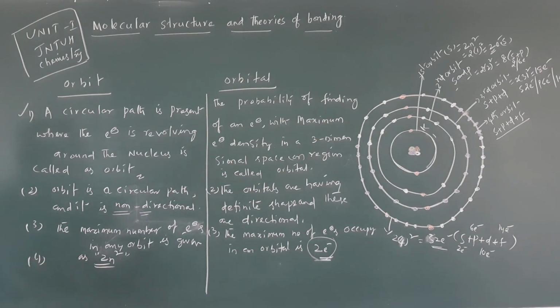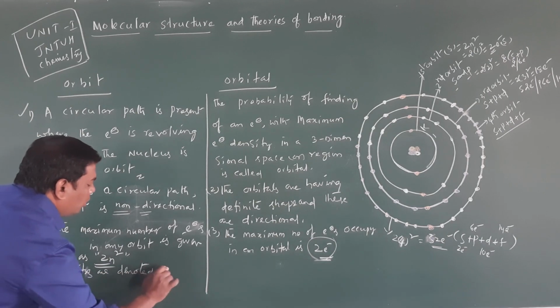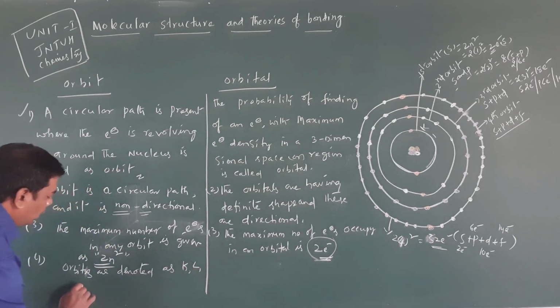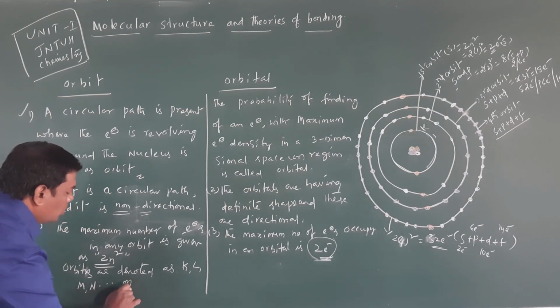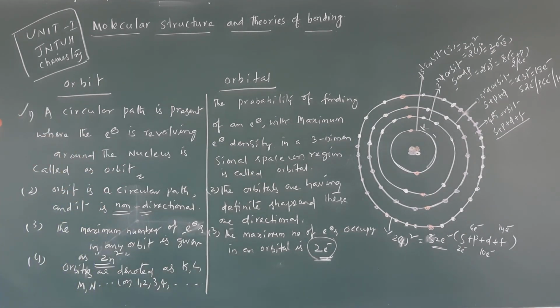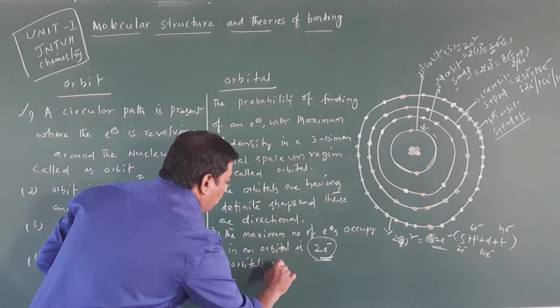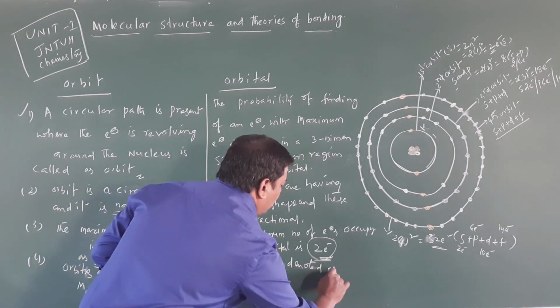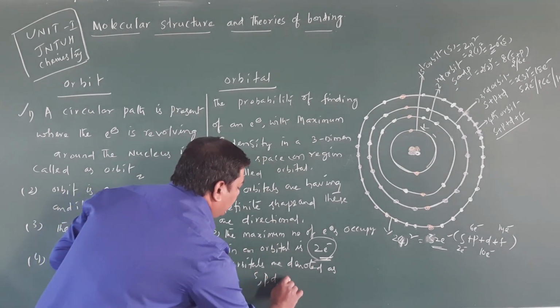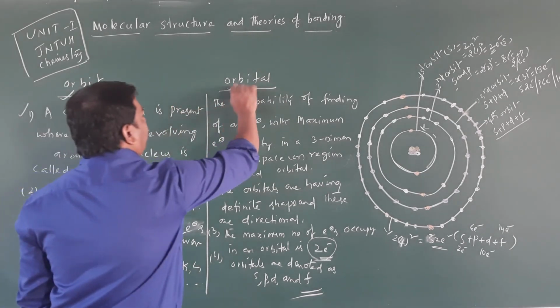So the fourth point is orbits are denoted as K, L, M, N and so on, or we can represent them as integers 1, 2, 3, 4 and so on. Next, orbitals are denoted as s, p, d and f. So this is the difference between orbit and orbital. Okay, clear student?